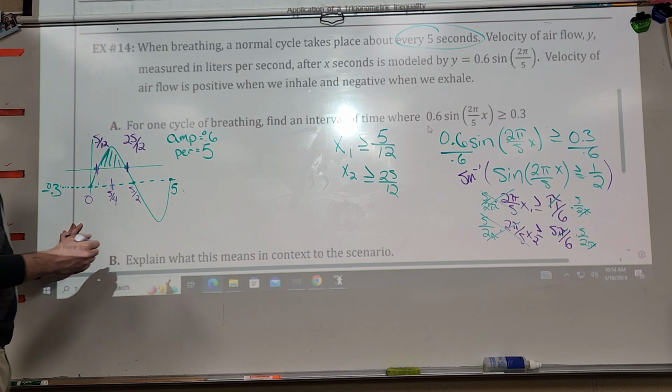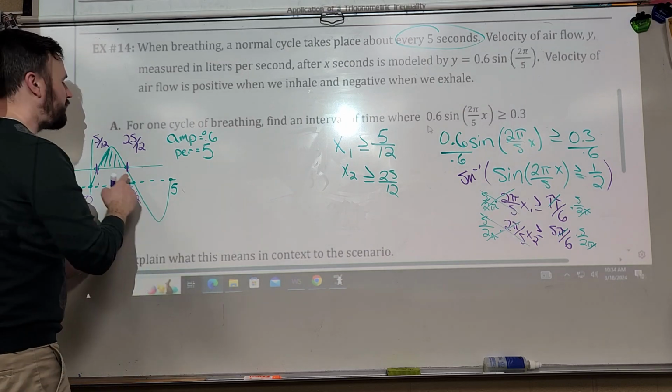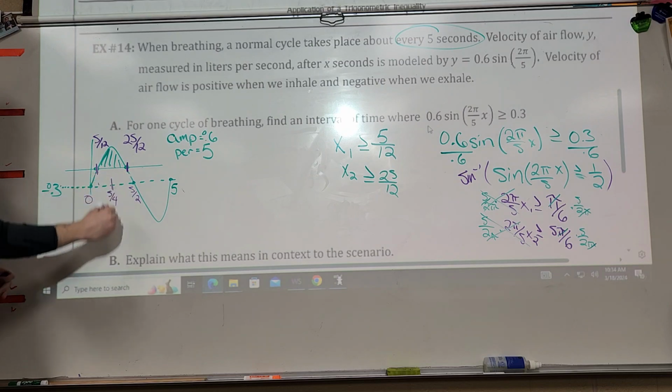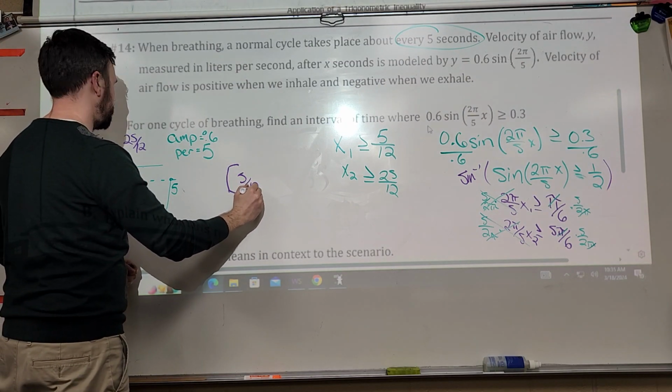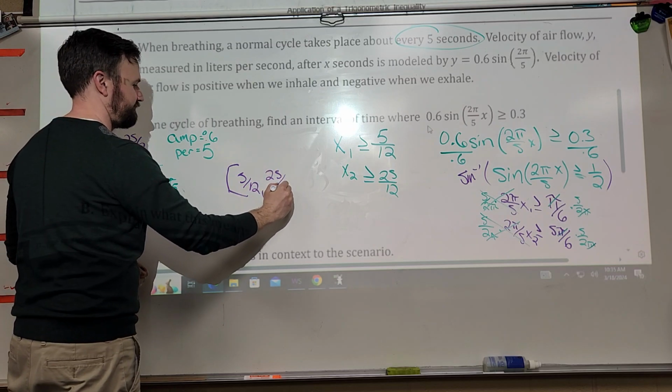So what's my final answer on this? Where is it above 0 on this graph? And that was a lot of work to do this one problem.